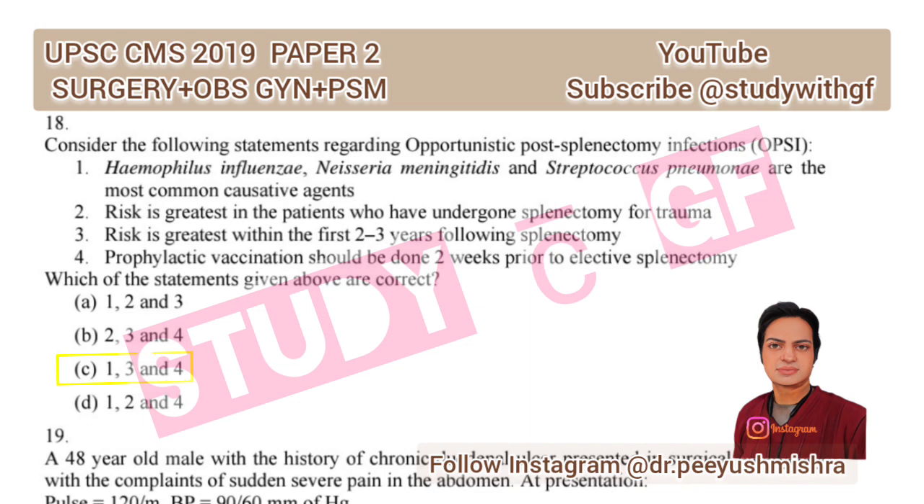Consider the following statements regarding opportunistic post-splenectomy infection, OPSI. The correct statements are: Haemophilus influenzae, Neisseria meningitidis, and Streptococcus pneumoniae are the most common causative agents. Risk is the greatest within the first 2-3 years following splenectomy. Prophylactic vaccination should be done 2 weeks prior to elective splenectomy.